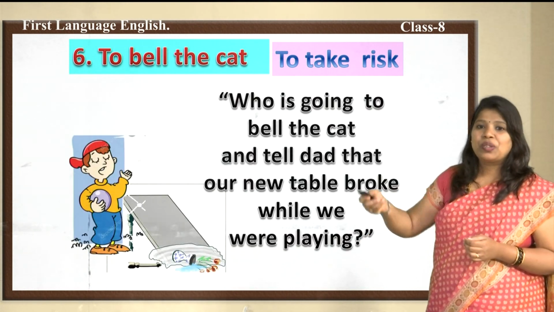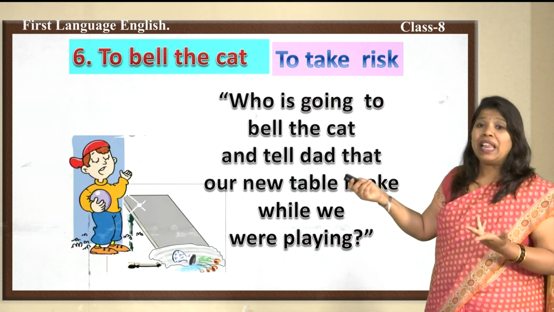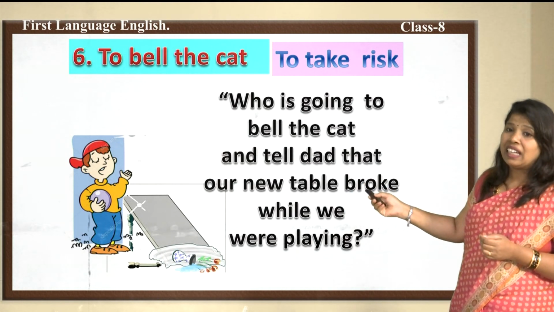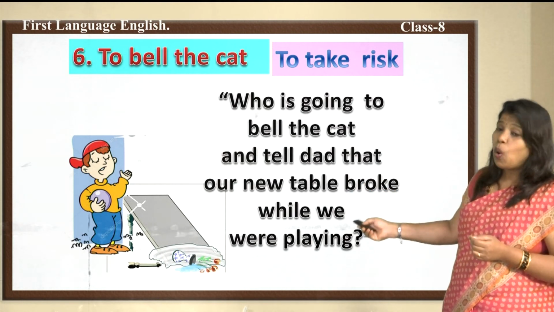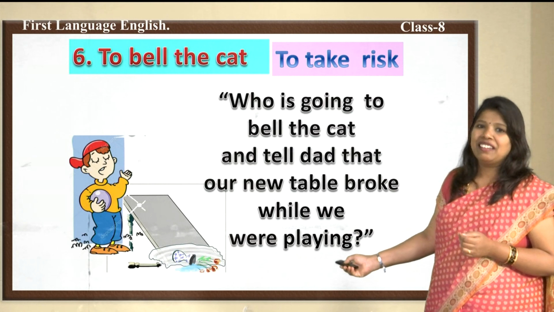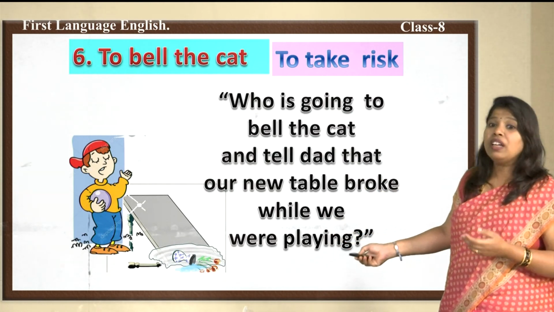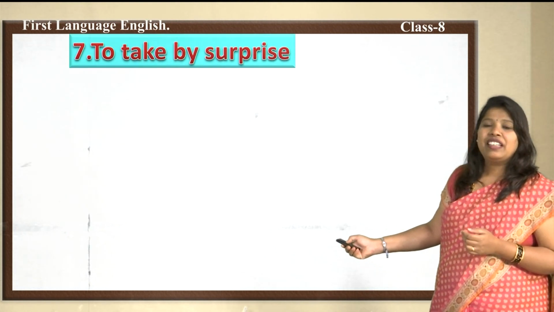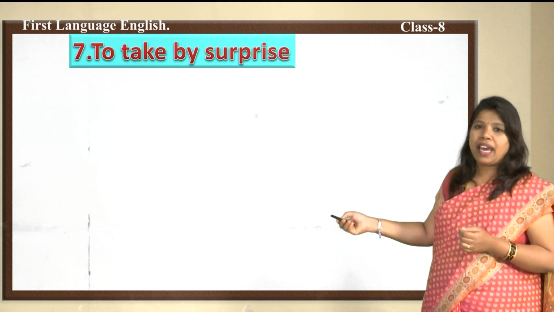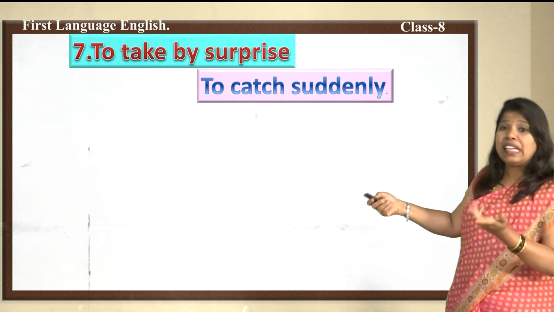So, here the boy is saying, who is going to bell the cat and tell dad that our new table broke while we were playing. So, it means who is going to take the risk of telling daddy that we broke the table. Next, to take by surprise, it means to catch suddenly.